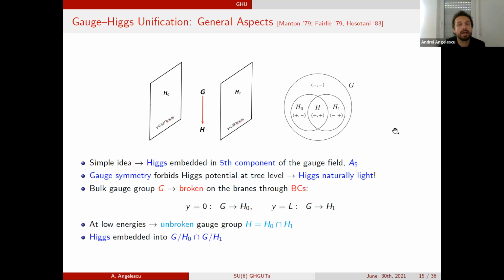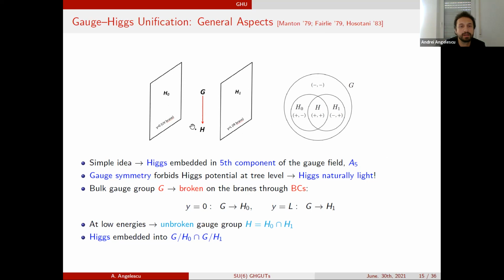And the setup is as follows, as depicted here. You have a gauge group G in the bulk, and through boundary conditions, you break it on a group called H0 on the UV brane, and another group called H1 on the IR brane. What happens when you do this is that at low energies, you have a group H that survives.